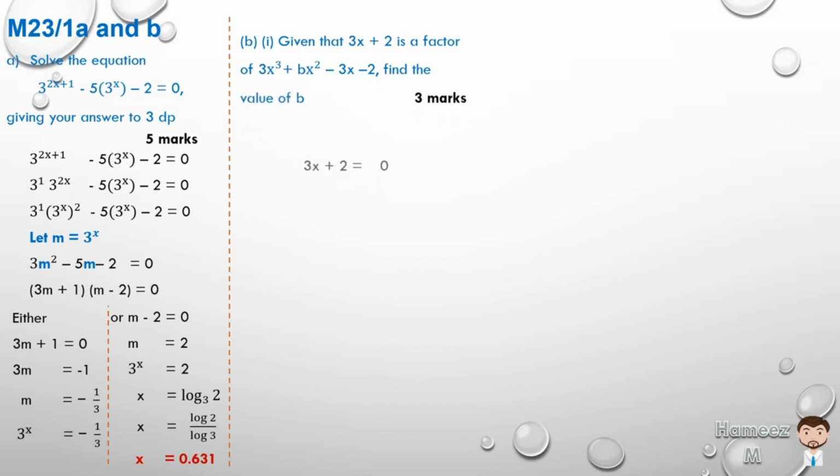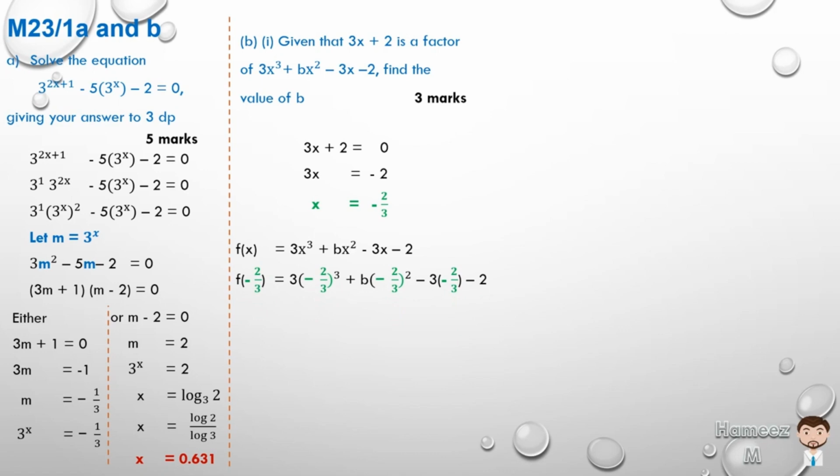So if 3x plus 2 is equal to 0, 3x is equal to minus 2, which means that x is equal to minus 2/3. So let f of x be the function 3x cubed plus bx squared minus 3x minus 2. And if we substitute for x being equal to minus 2/3, because that is when 3x plus 2 is a factor, it will give us f of minus 2/3 is equal to, let's substitute, 3 by minus 2/3 cubed plus b by minus 2/3 squared minus 3 by minus 2/3 minus 2.